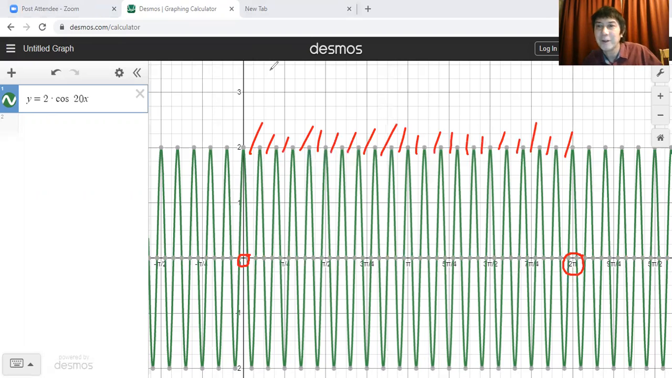Remember, one cycle is from maximum to maximum. So this is maximum to maximum there, and one like that is one count. We have 20 like that from 0 to 2 pi. So that means 20 cycles per 2 pi. So that's how to see the frequency.